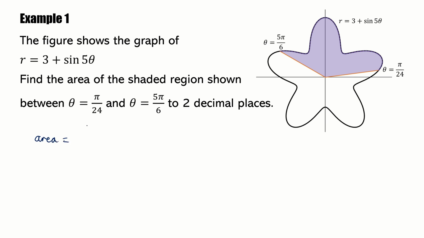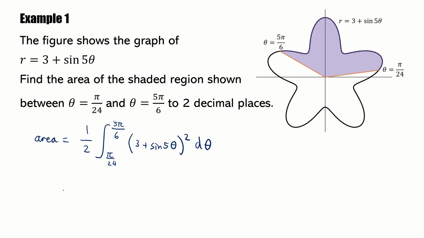The area is going to equal half lots of the integral from theta equals pi over 24 as our lower limit, and our upper limit, as we're stopping at 5 pi over 6, that's our upper limit. And then it's going to be the integral of r squared, so that means our equation representing r, so 3 plus sine of 5 theta, all squared, and then we're going to be integrating thetas.